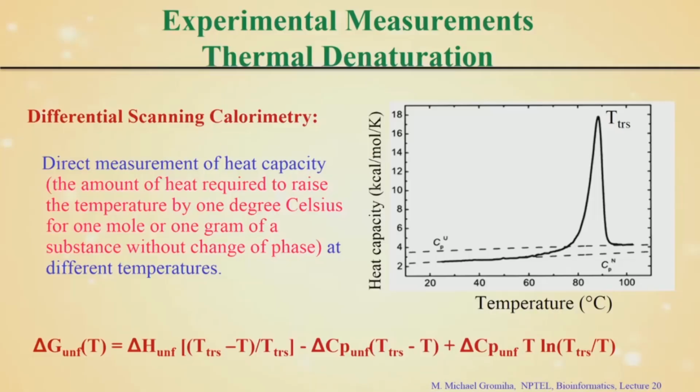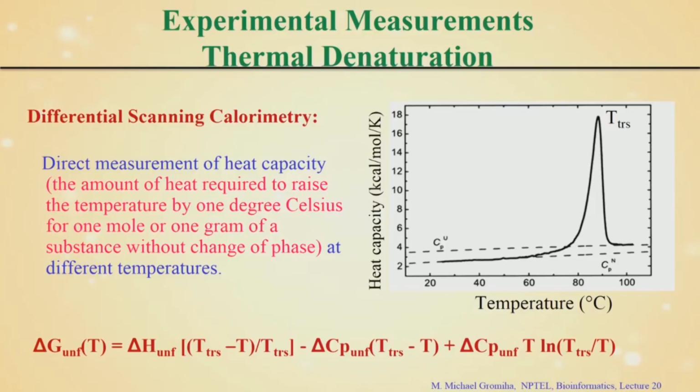Likewise you can do it with circular dichroism as well as differential scanning calorimetry. So, this is based on denaturation. Likewise you can use thermal denaturation. So, what is thermal denaturation? We give heat. So, here you can see temperature versus heat capacity.